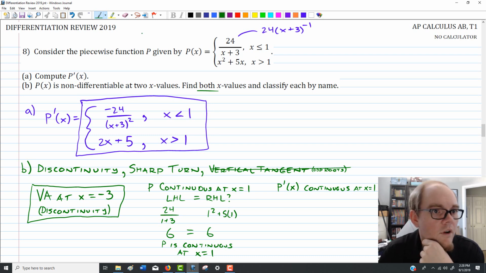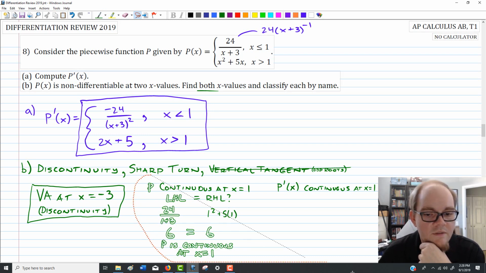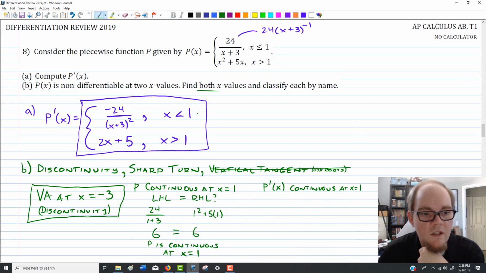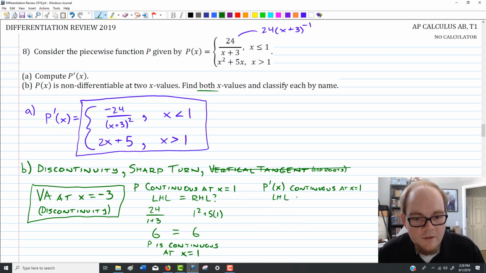So in looking at all of our ingredients here, we've got a lot of stuff to deal with. We're just going to plug in 1 to our derivative, which conveniently you had already found here. So if we look at the left hand and right hand limits for the derivative, of course, we're going to get negative 24 over 1 plus 3 squared.